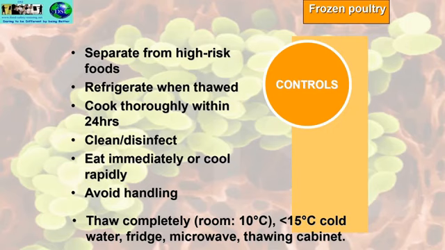In a room at 10 degrees C, you can leave it there overnight. If it's less than 15 degrees C, you can, for example, use cold water. You need to make sure it's held in cold water overnight. You've got fridges you can use, microwaves, thawing cabinet. There are many ways to defrost. Probably the quickest, safest way is a microwave, because it's so quick, and then you can cook it. You can defrost a whole frozen chicken within about 30 minutes.